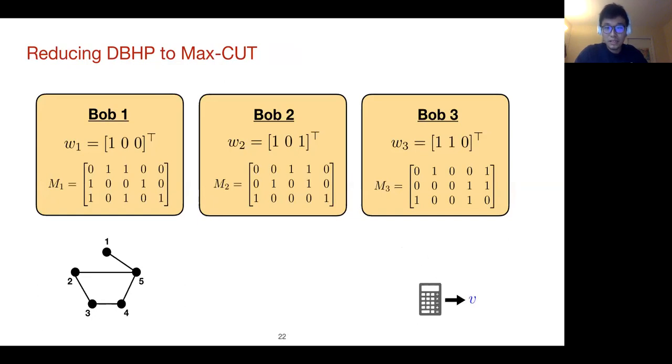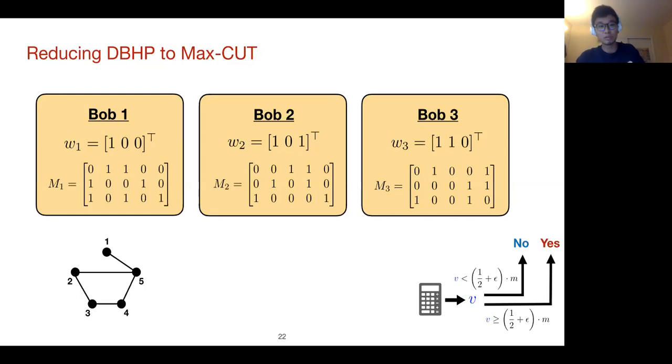And for Bob 3, the streaming algorithm is treated as a message string sent throughout. And we use the value of the streaming algorithm to decide whether this is a yes case or no case. It turns out that we can show that the yes case corresponds to having a perfect cut, and the no case corresponds to there being basically no non-trivial cut.